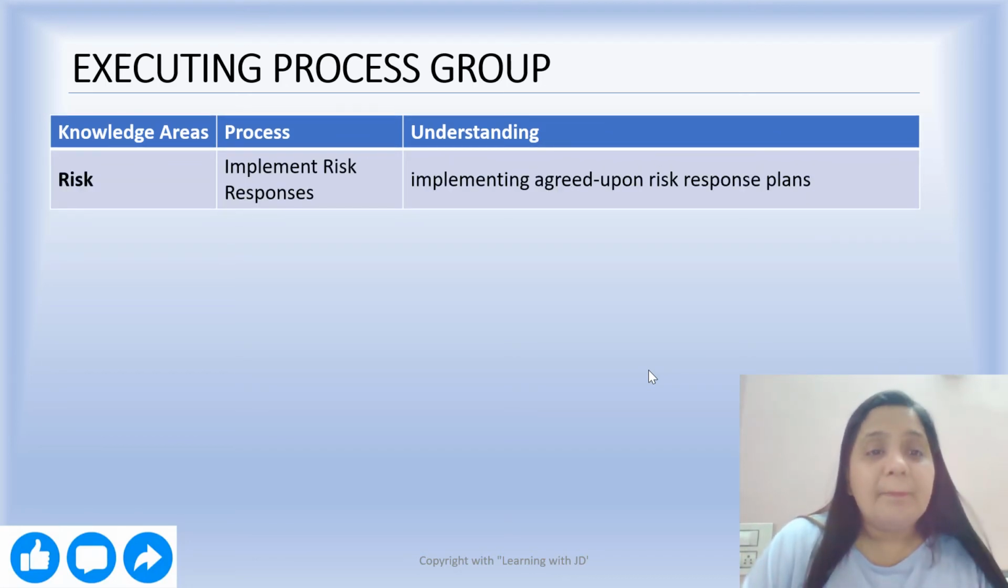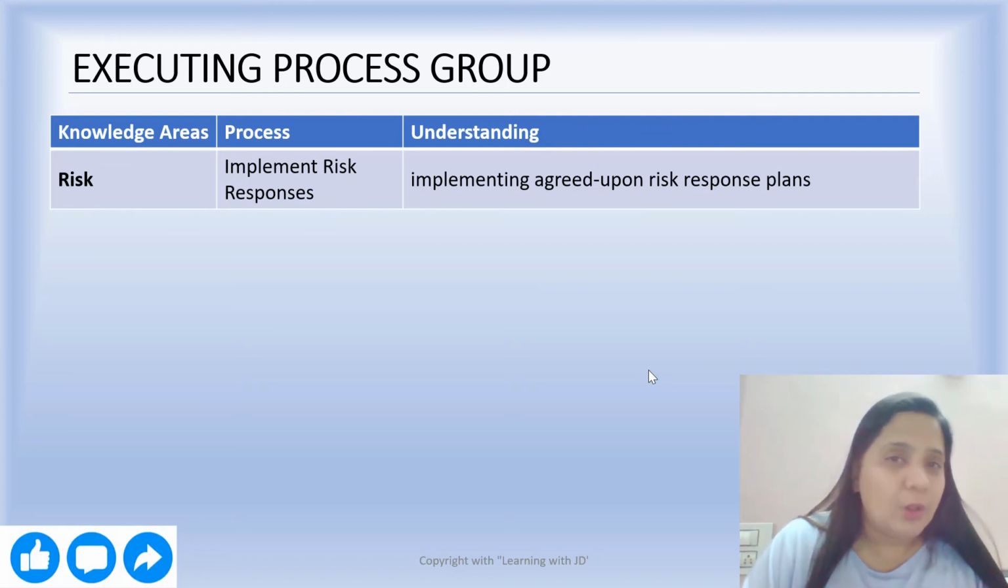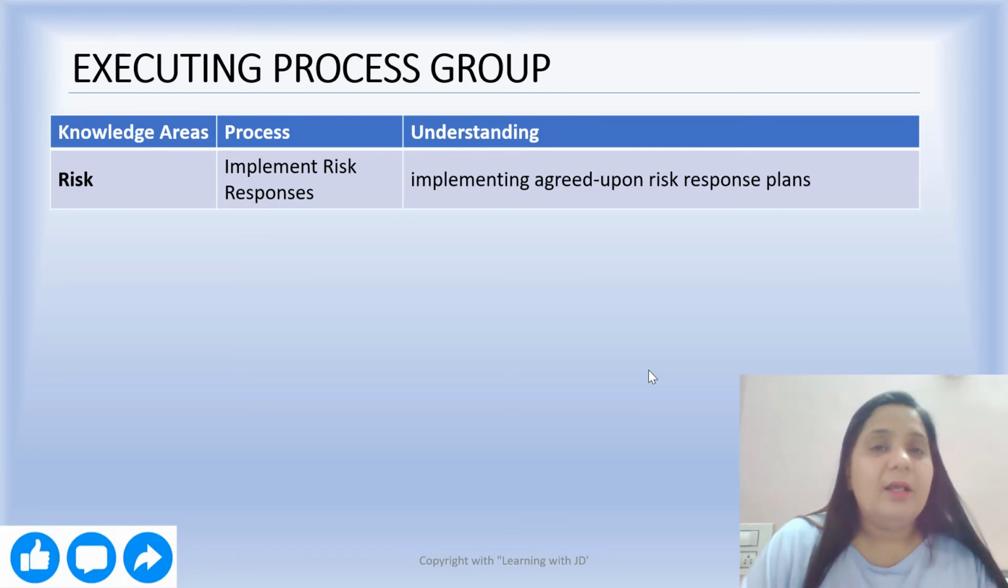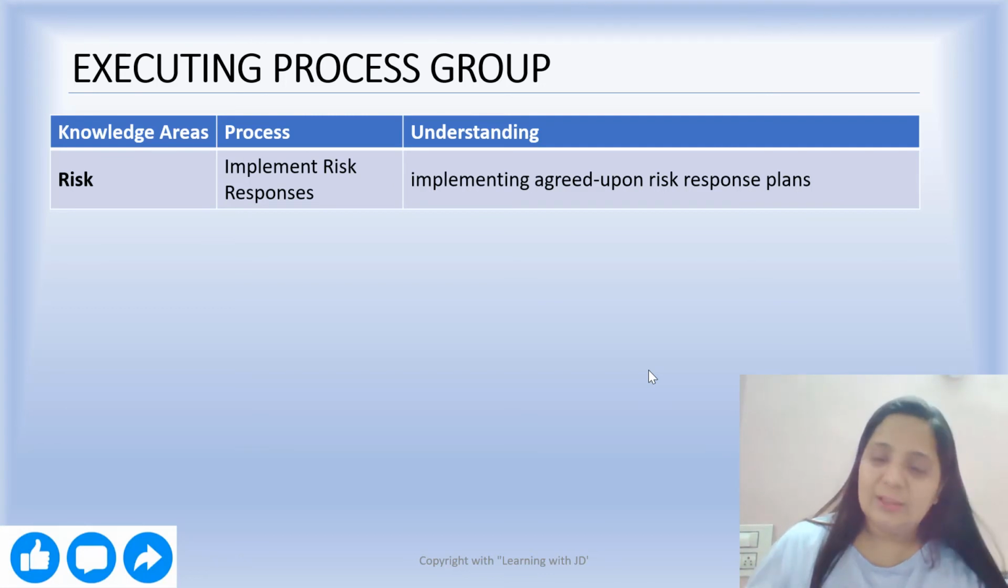Now, risk. Implement risk responses. Whatever risk responses you had agreed upon at the time of planning, now is the time when you need to implement them. At the time when you identified the risk, we saw there was a process called plan risk responses. Plan risk responses helps you mention that if this risk occurs, what is it that, as an organization or as a project manager, I will do. If you are doing that, now is the time, at the time of executing, that you need to implement the agreed upon risk response.